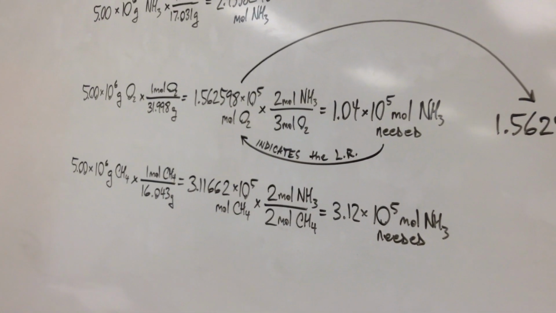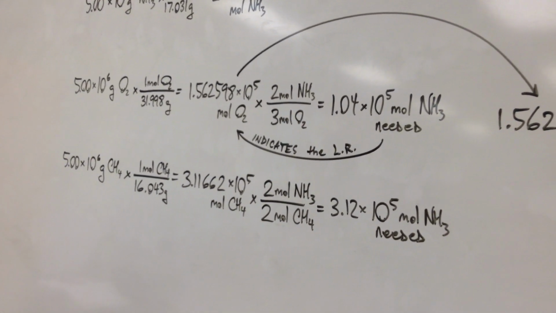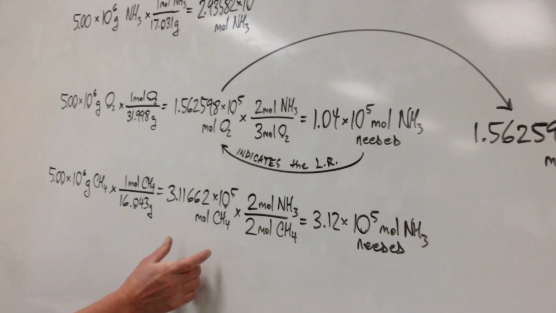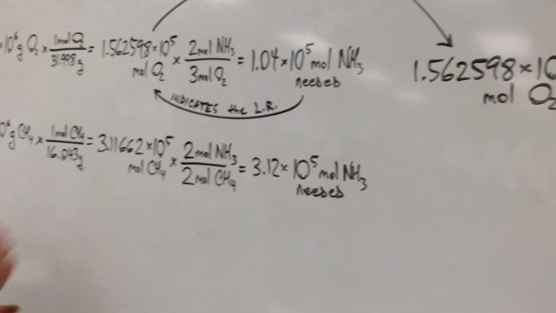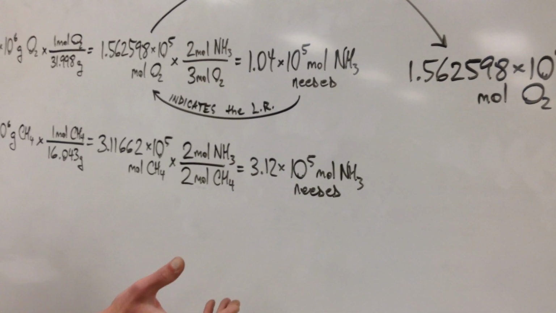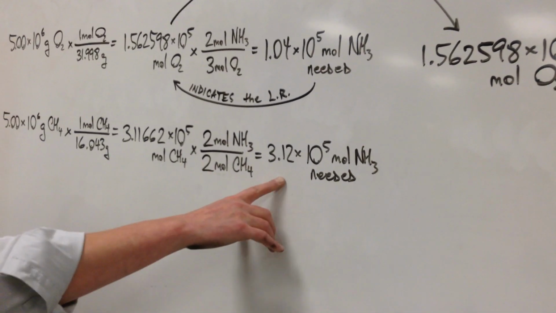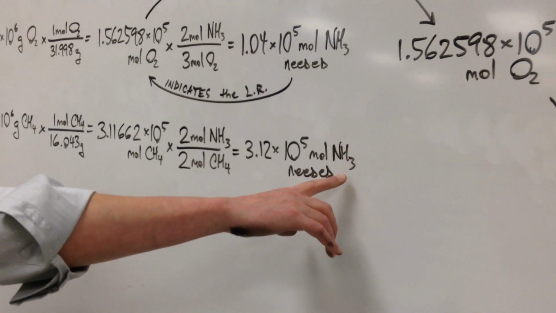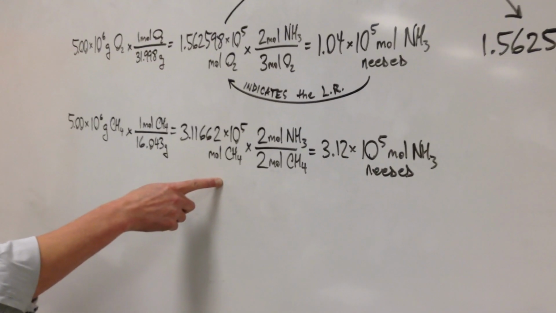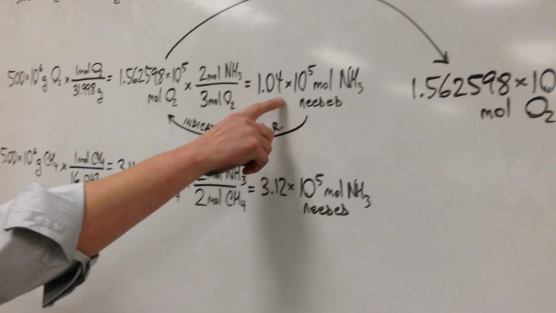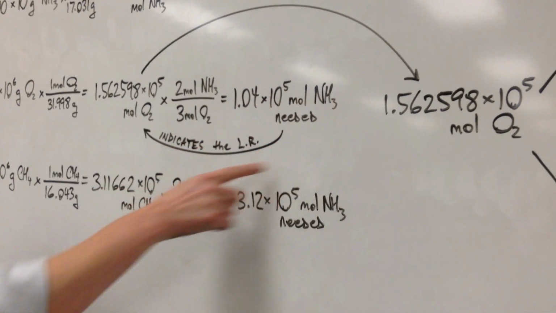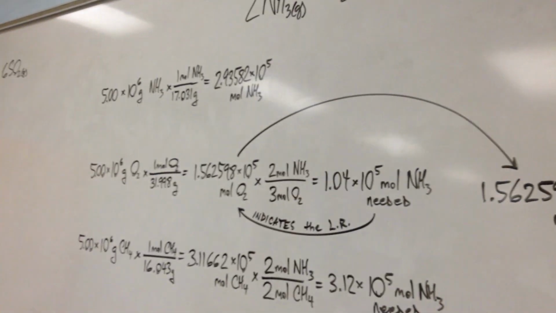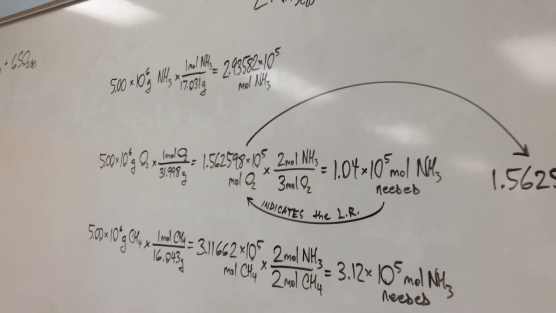Of course, what I would need to do again is to determine the limiting reagent. I already did that in the last problem, but why not? You'd have to still convert. And here in this case, I converted to moles of NH3. See here, 3.12 times 10 to the 5th moles of NH3 needed to fully react with the CH4. Here I have 1.04 times 10 to the 5th NH3 needed to react with the moles of O2. And here's my actual moles of NH3 that I have in this problem.